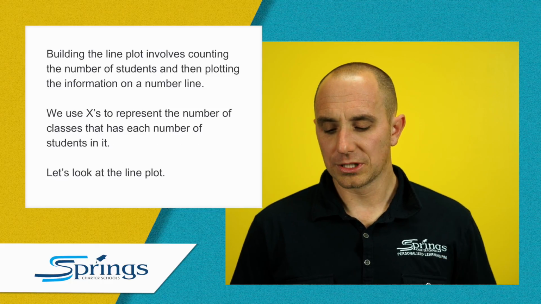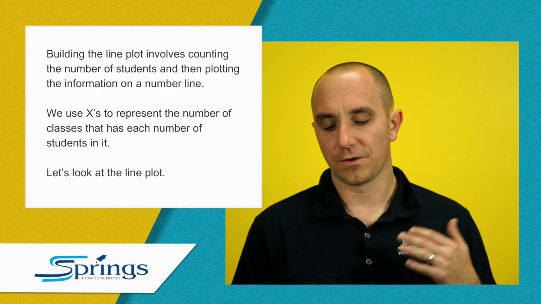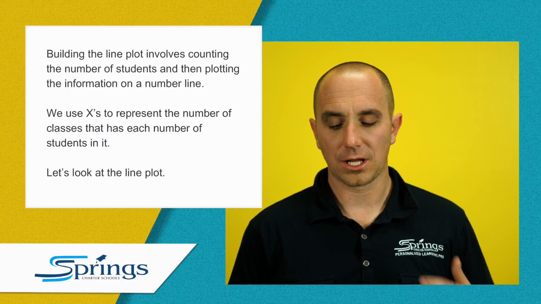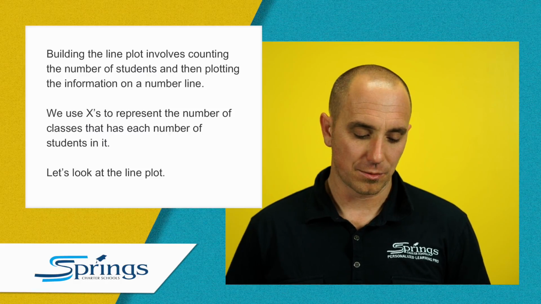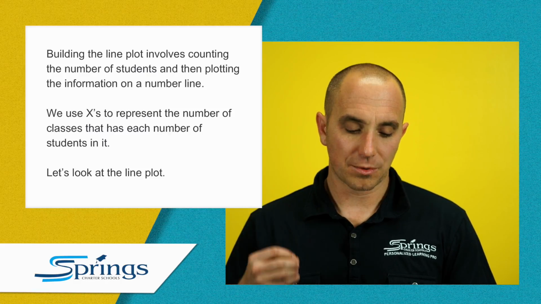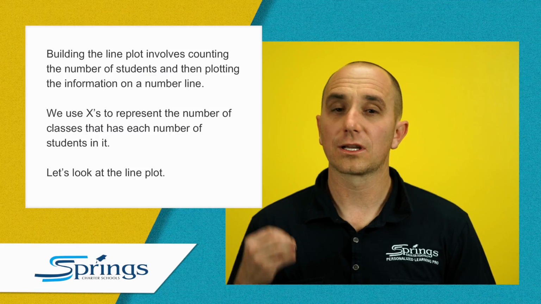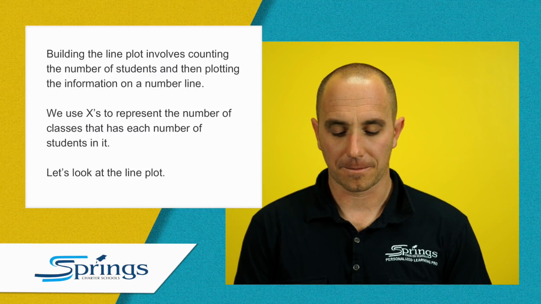Building the line plot involves counting the number of students and then plotting the information on a number line. We use x's to represent the number of classes that each number of students has in it. So let's look at a line plot to understand what I'm talking about.